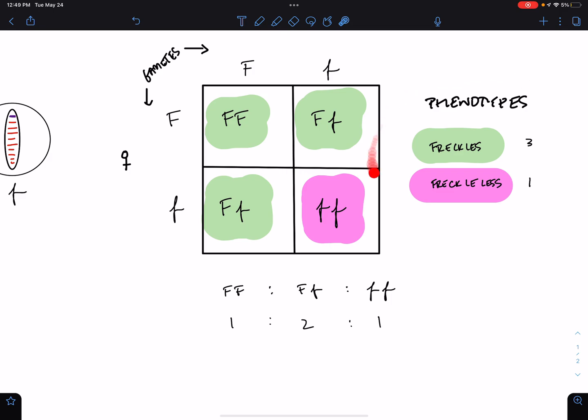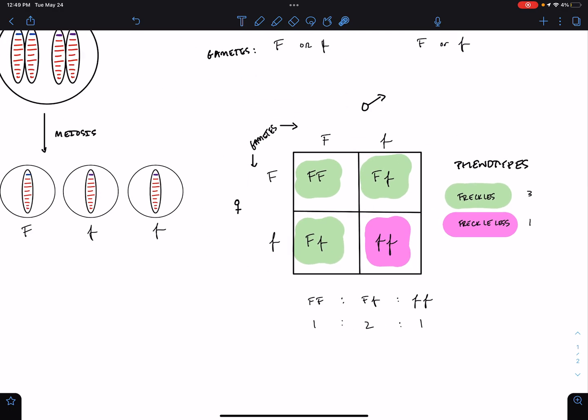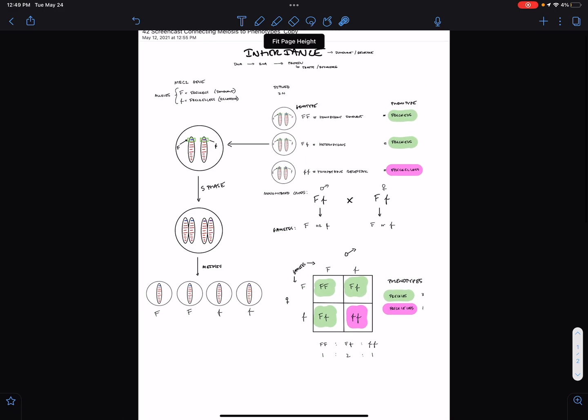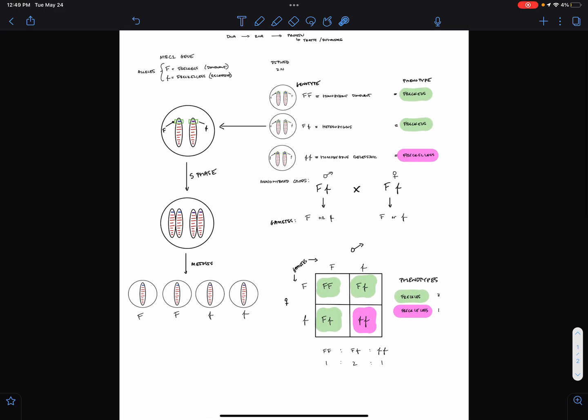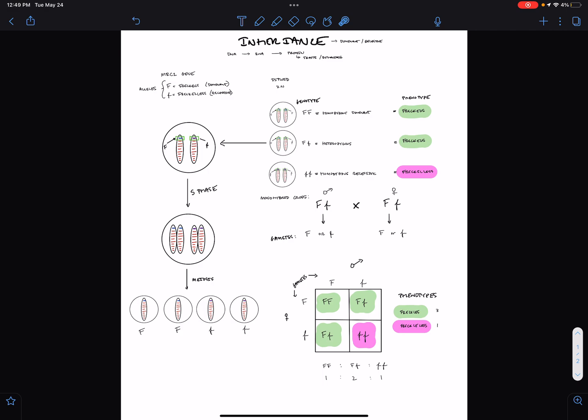So here are the phenotypic ratios, 3 to 1, freckles to freckleless, and then the genotypic ratios are 1 to 2 to 1. So that's it. That's how we do a Punnett square, and it helps explain why sometimes we see babies that don't have traits that both of their parents have. It means that their parents are heterozygous for that gene. Okay, that's all.